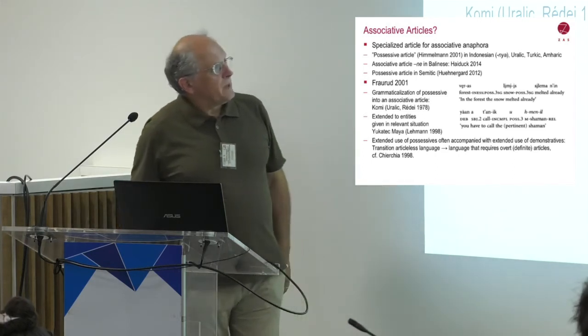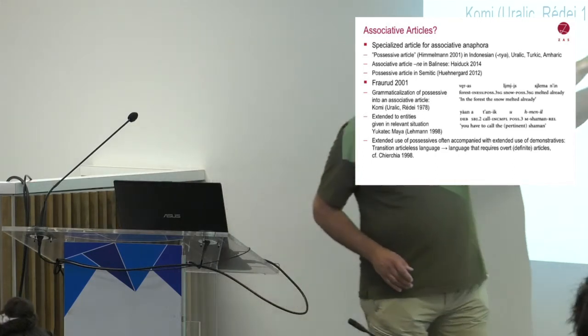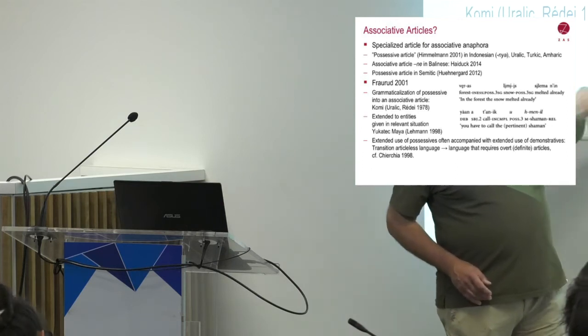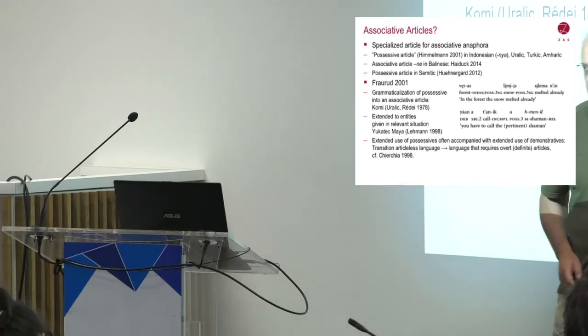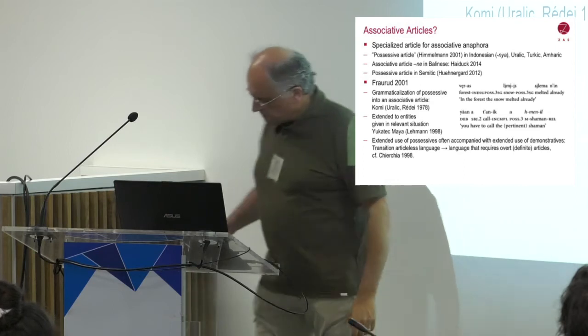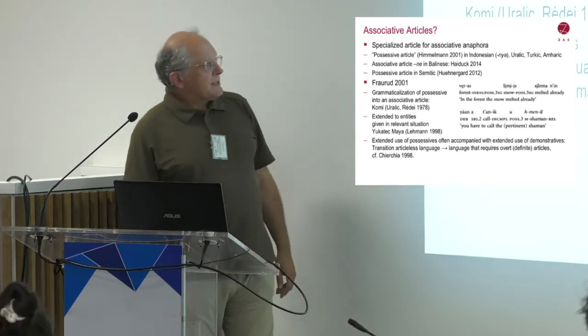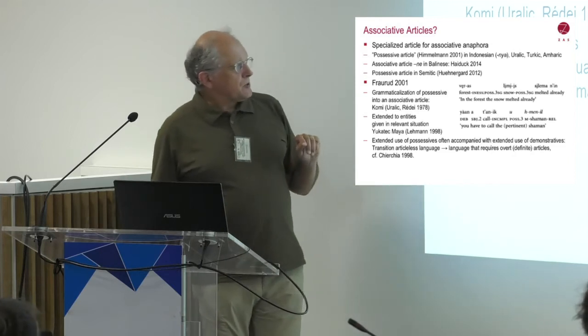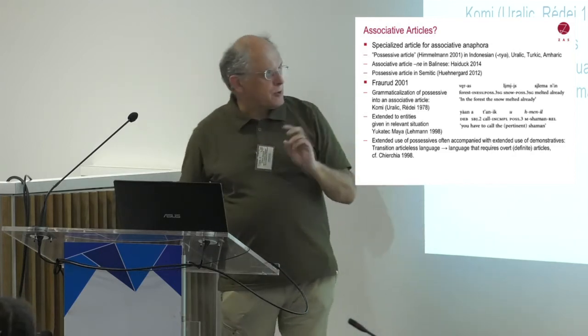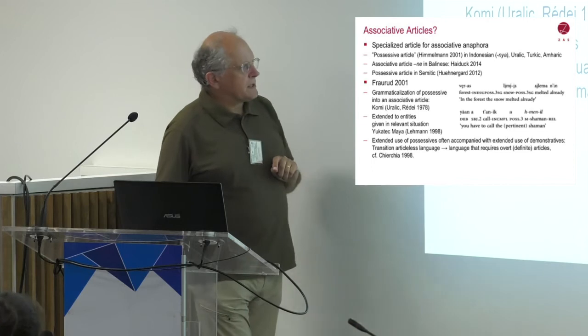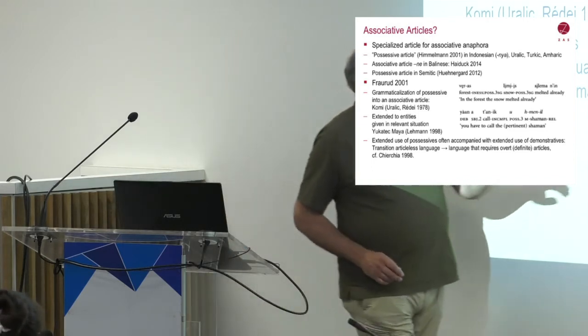Here, this is in Komi. You find here in the forest the snow melted already, and you find here snow possessive, so it's snow, literally. And this can be extended to entities given in the situation. This happened in Yucatec Maya, for example.